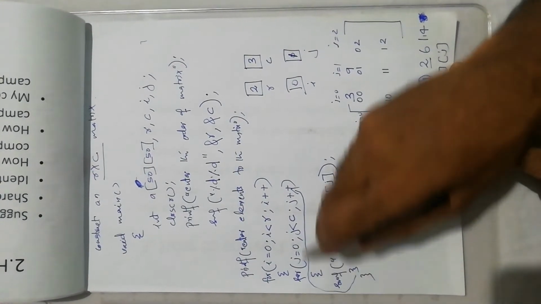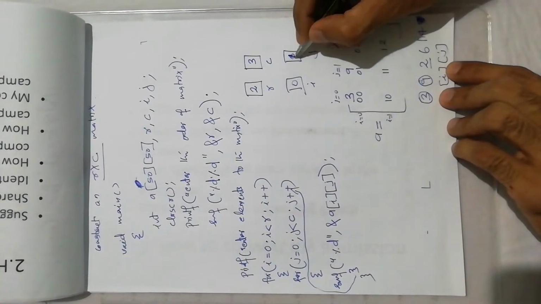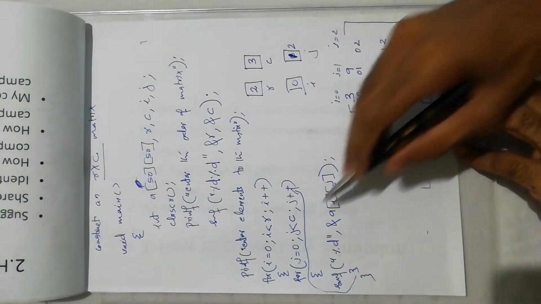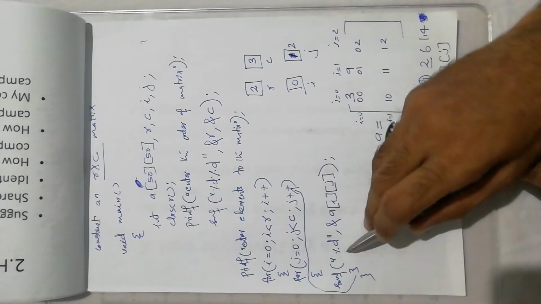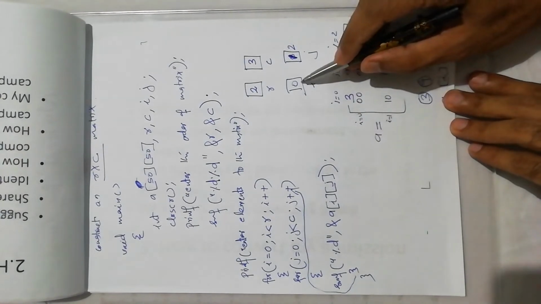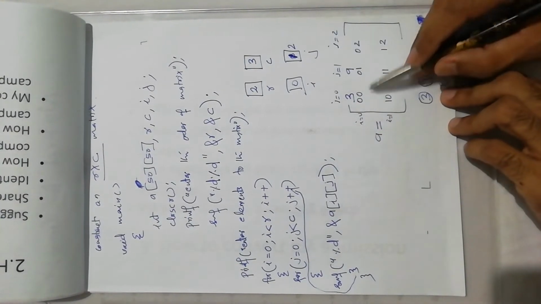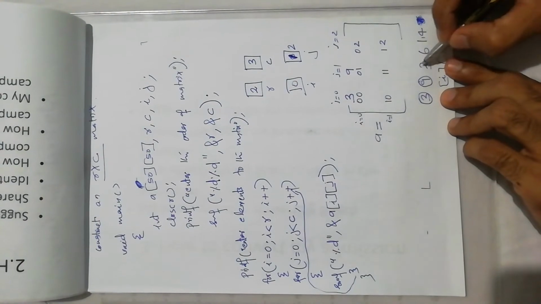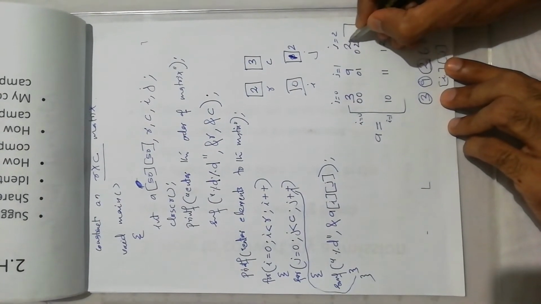Closing brace of j, return to increment part of j, j plus plus, j becomes 2. 2 less than 3 is true. Enter into the body, percentage d comma ampersand a of ij. A of ij means a of 0 2. This is a of 0 2. My next element, that is 2, goes to a of 0 2.